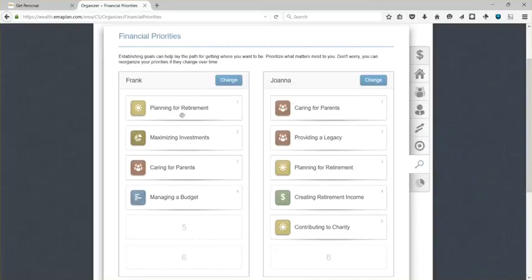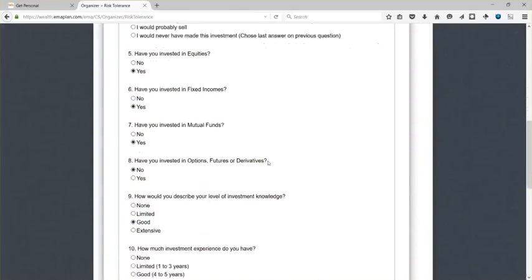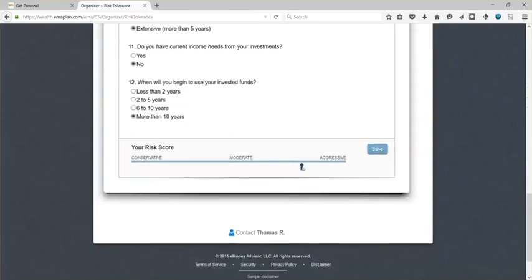For example, this is a goal planner, so Frank can come in and say, I think planning for retirement is no longer really my top priority. At this point, my parents have gotten really sick, and that's really what's on my mind right now. And we will make sure that as we look at those things, we're addressing the concerns that are the most important first. And then, of course, this is an asset allocation questionnaire Frank has filled out, and it kind of shows where they are on the risk spectrum.